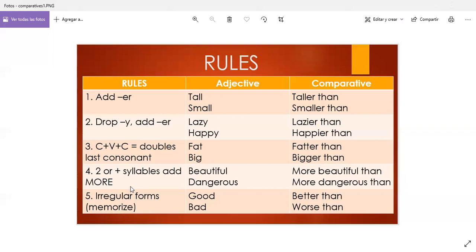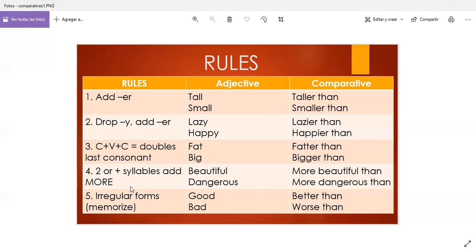Number three, we have the CVC. CVC means consonant, vowel, consonant. This rule is for when we have just one syllable in the adjective, such as fat and big. The comparative adjective of fat is fatter than. The comparative of big is bigger than.